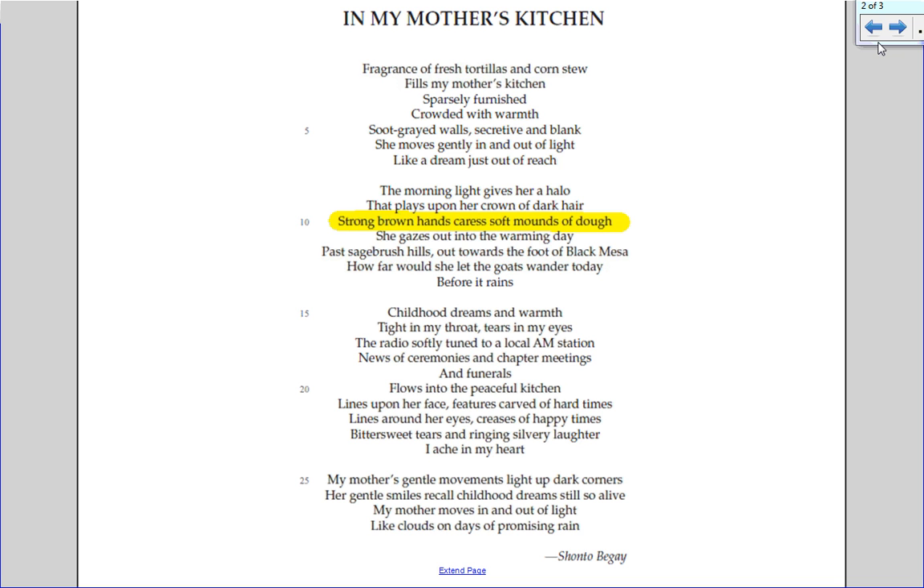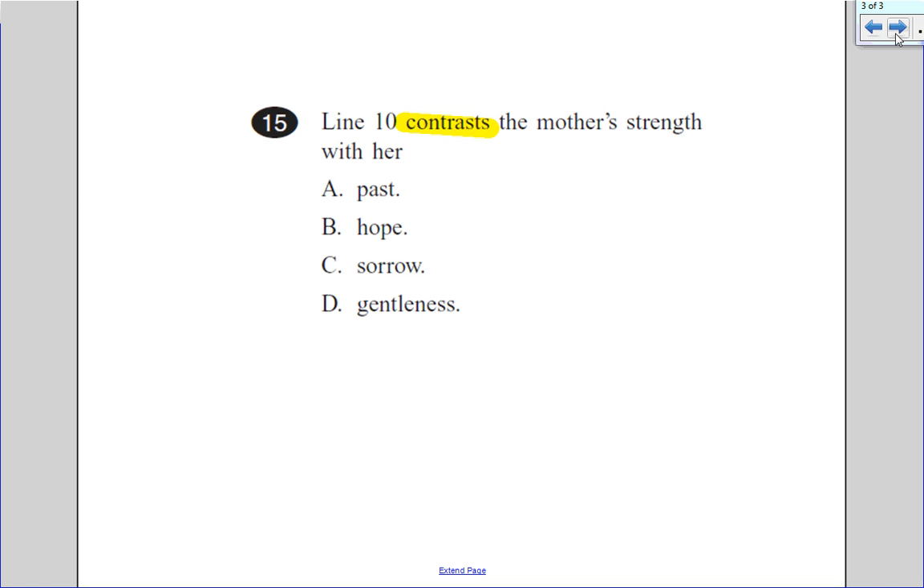We should go and choose the multiple choice answer that best matches. So again, line 10 contrasts the mother's strength with her past. Line 10 contrasts the mother's strength with her hope. Line 10 contrasts the mother's strength with her sorrow. Or line 10 contrasts the mother's strength with her gentleness. Which answer do you think is correct?